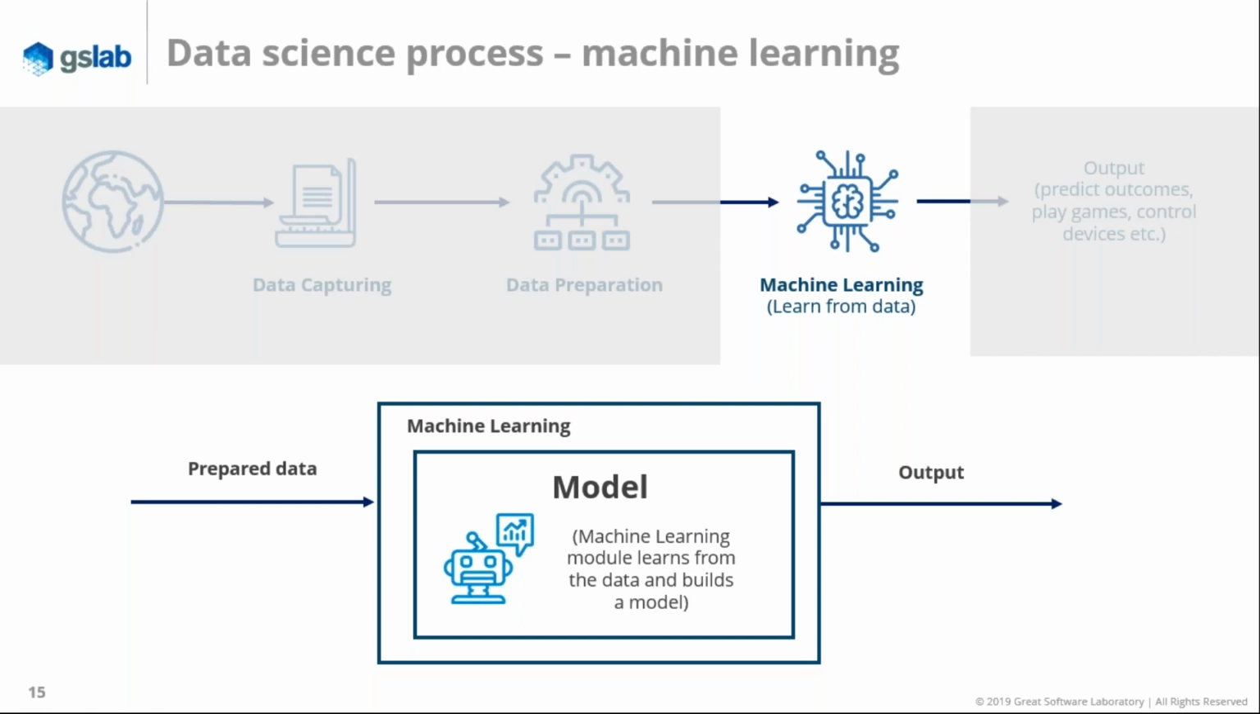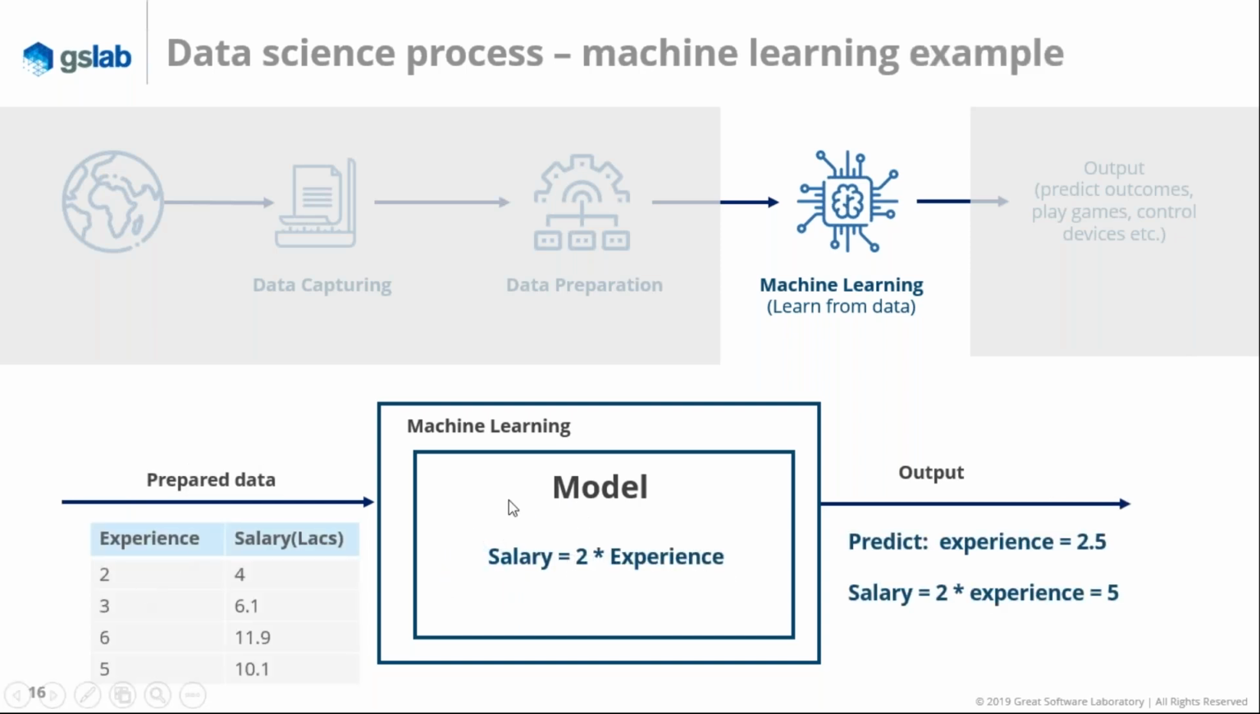Now what is a model? As the name suggests, a model is a simplified representation of any real object, like a model of a building is a simplified representation of the building. Similarly, here the machine learning step tries to understand the data and create a model, a simplified representation of the data and its relationships. Let's look at an example to understand this.